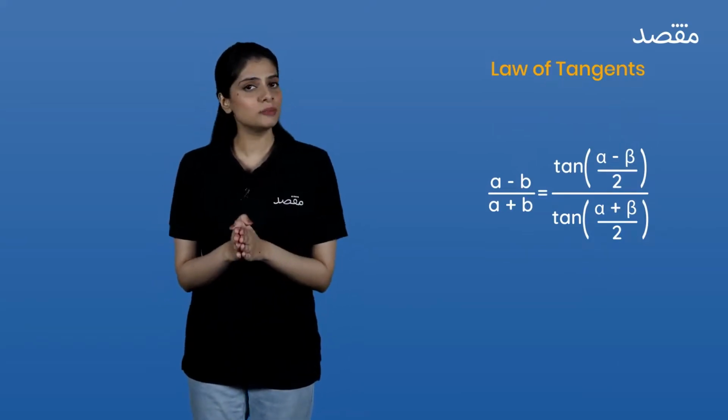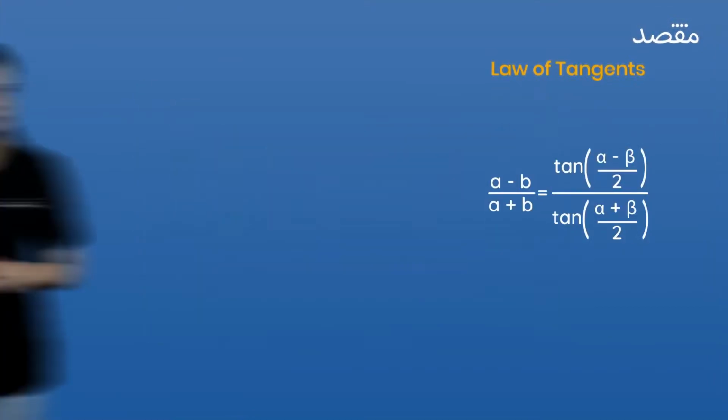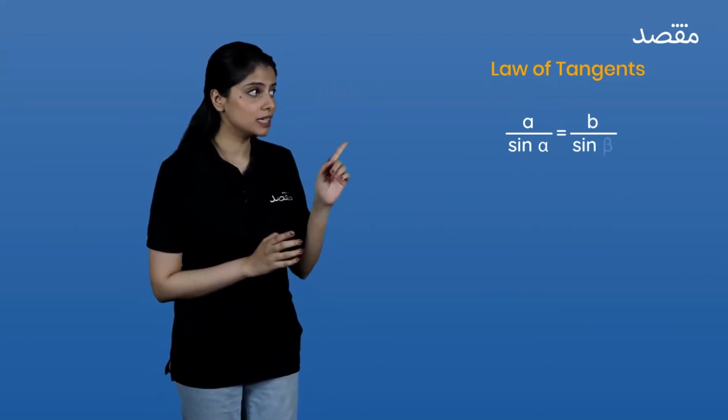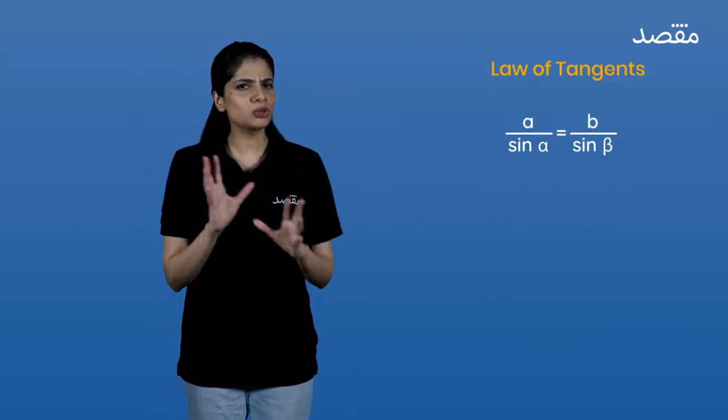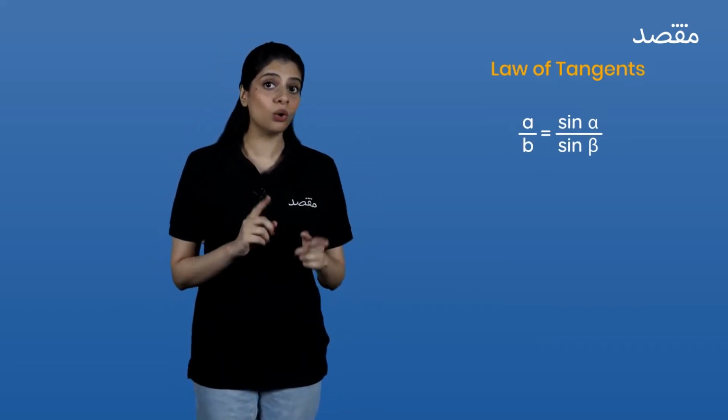हम sine law already पढ़ चुके हैं. So if you want to revise it, you can go back to that video and watch it again. We know that A upon sine alpha equals B upon sine beta. अगर हम इसको थोड़ा rearrange करते हैं, we get what? A upon B equals sine alpha over sine beta.